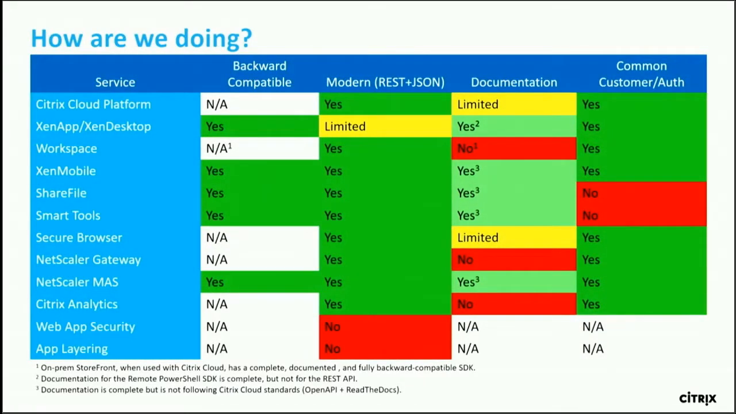So how are we doing on these guidelines? Now this is an honest assessment. We're not doing perfect. We have a lot left to do. But across the left you can see all the services that are in Citrix Cloud. Across the top you can see the guidelines that we have. And there's a couple of areas where we still have some improvement to do.